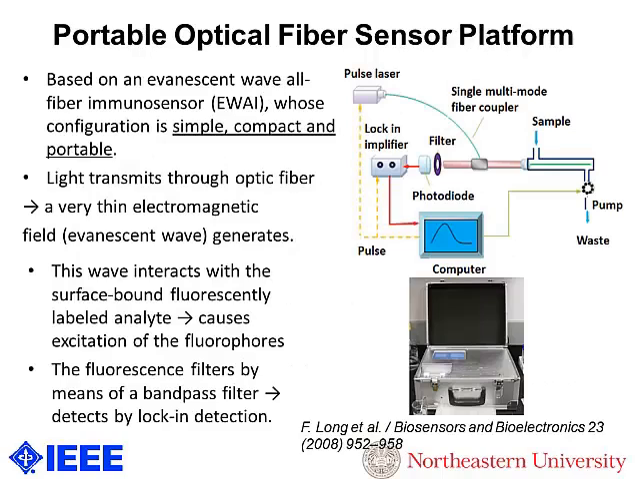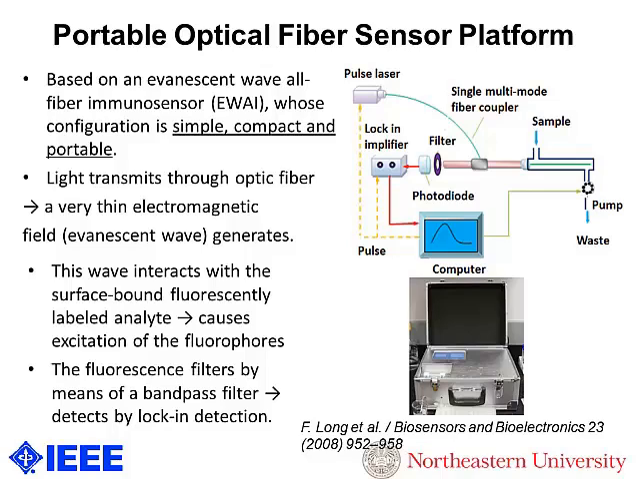At this point, when we look at our portable optic fiber sensor platform, as you see in the bottom figure, it is quite simple, compact, and portable. We have all these parts in one single box, and we can carry it everywhere. We have a sample cell with an optical fiber in it. We also have a laser source, a detector, and a computer part to control the whole system.